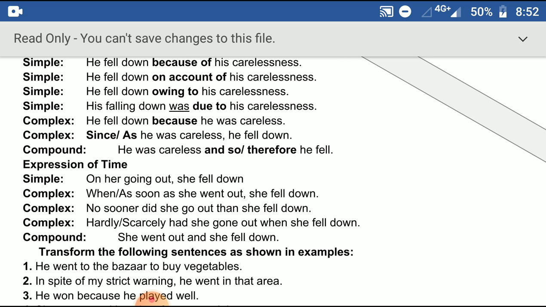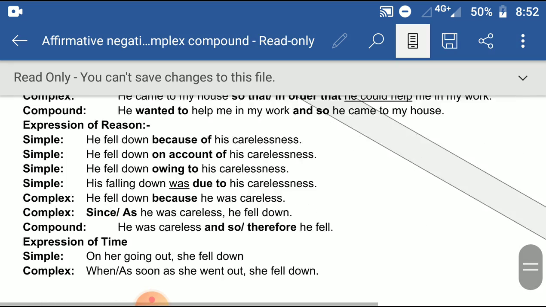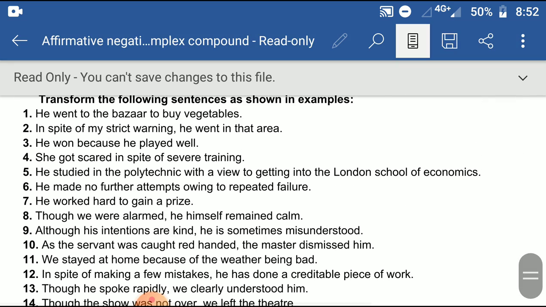Okay. Now, in spite of my strict warning, he went in that area. Here, in spite of shows contrast, and this is a simple sentence, because there is only one verb in the sentence, that is went. When we change a sentence with the phrase preposition in spite of into a subordinate conjunction or coordinate conjunction, we have already made a list of the coordinate and subordinate conjunctions used for phrase prepositions.